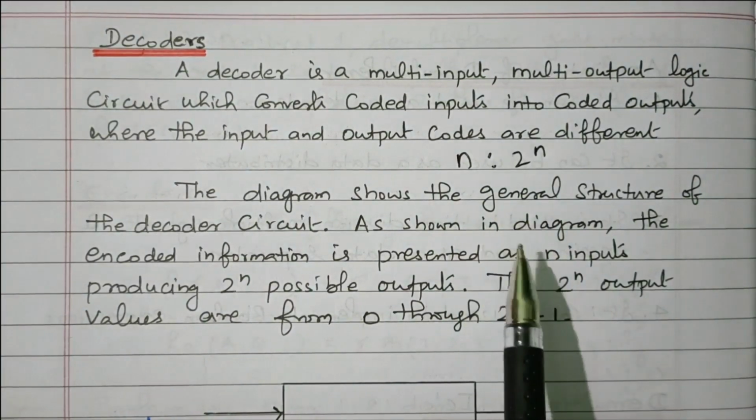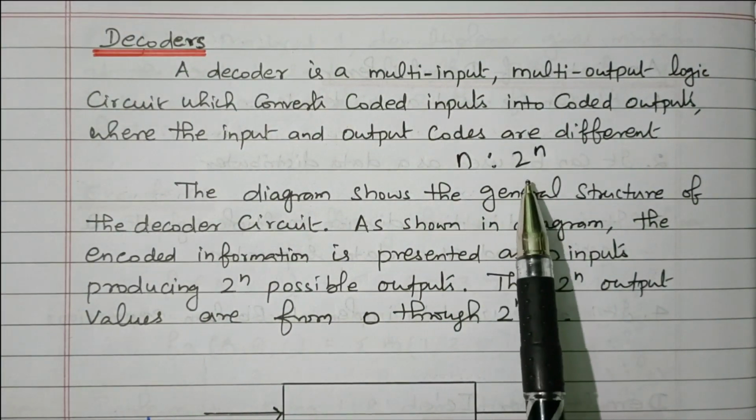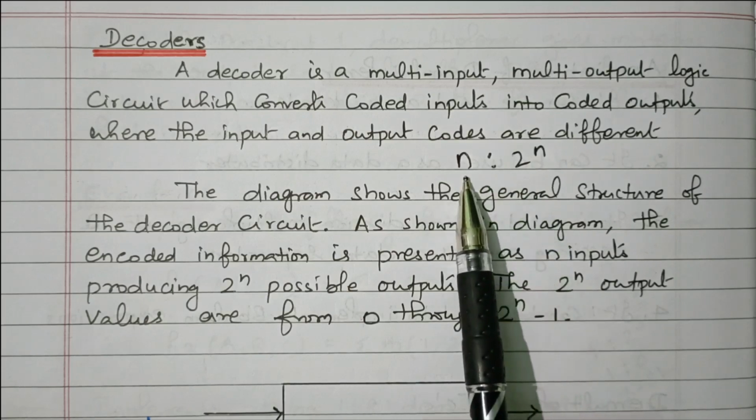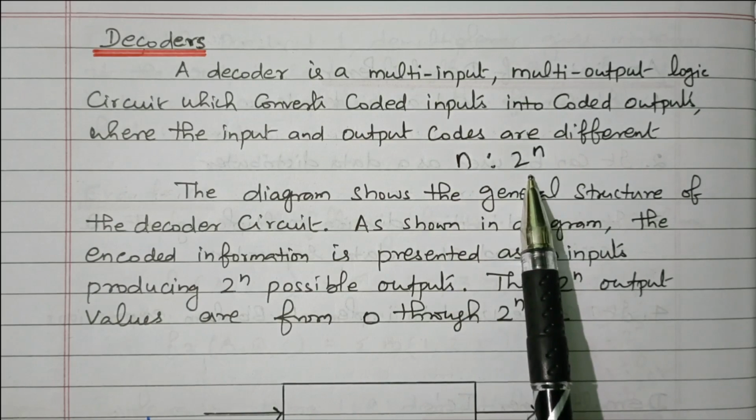Right? It is just the opposite of the encoder. Encoder means 2 to the power n inputs, n outputs. Decoder means n inputs and 2 to the power n outputs.